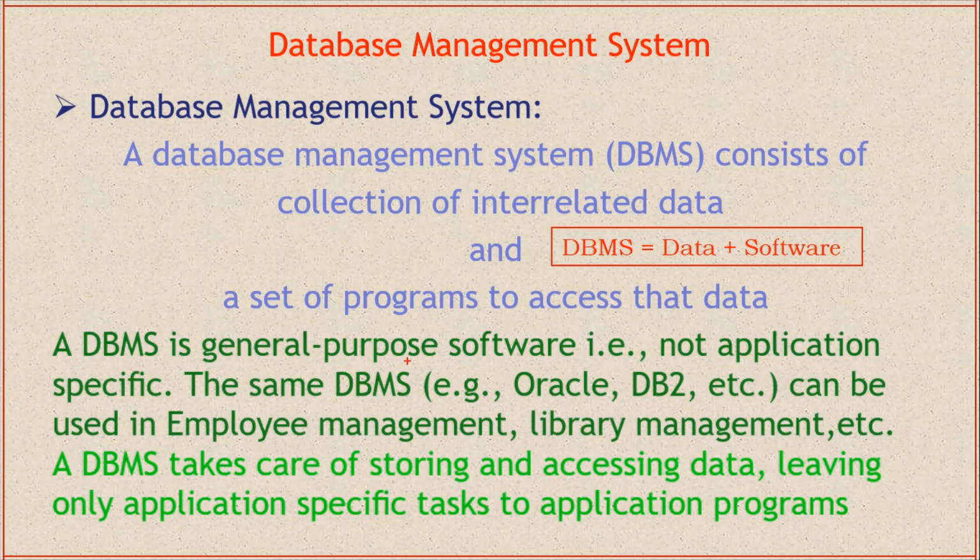Now, a DBMS is a general purpose software. It is not application specific. For example, you can use the same DBMS to store the details of employees in an office, and to store the information of library management, or to store the information of books in the library of a college. These things you can store in the same DBMS. For example, Oracle can be used to store the data of employees, and at the same time, the same software Oracle can be used to store the books in a college. So it is a general purpose software.